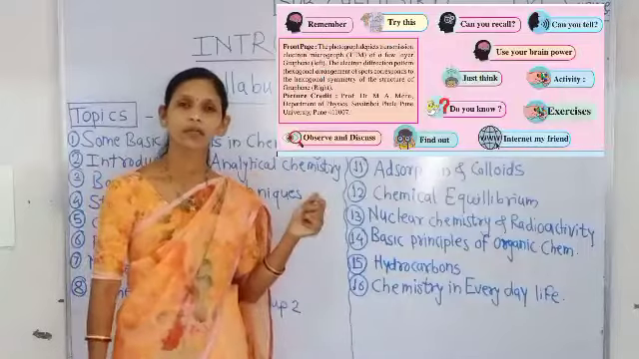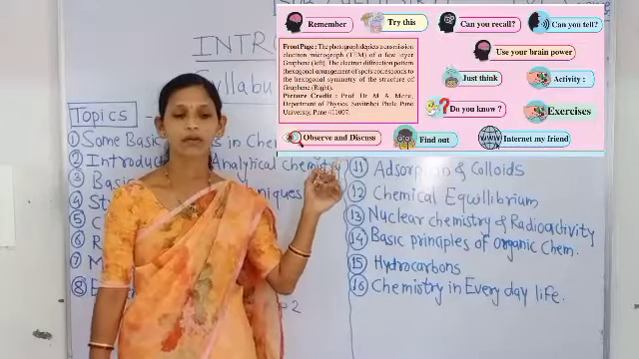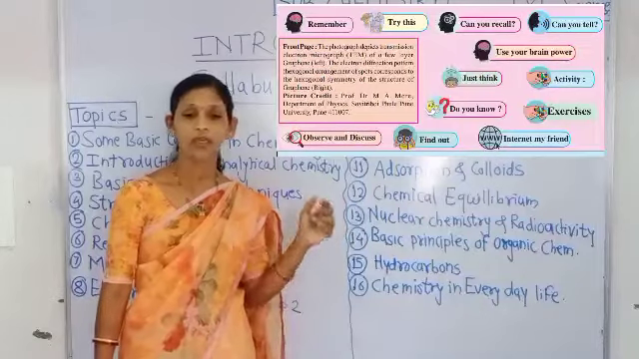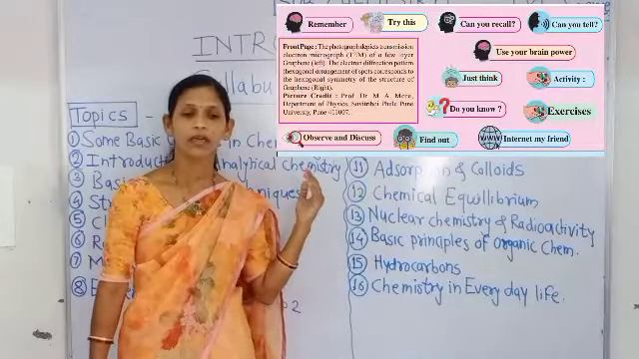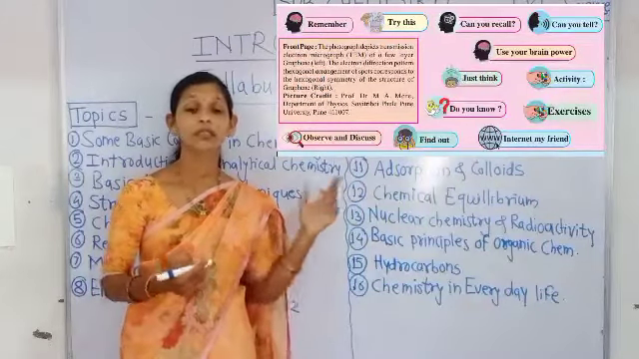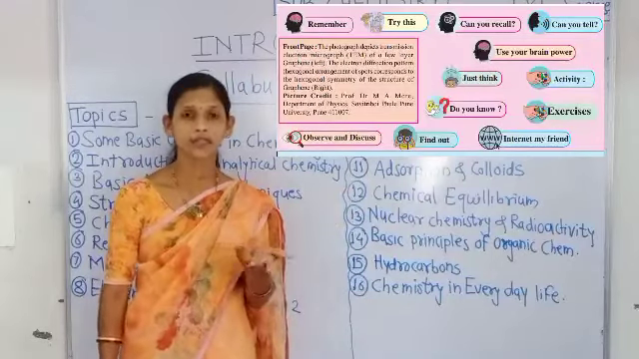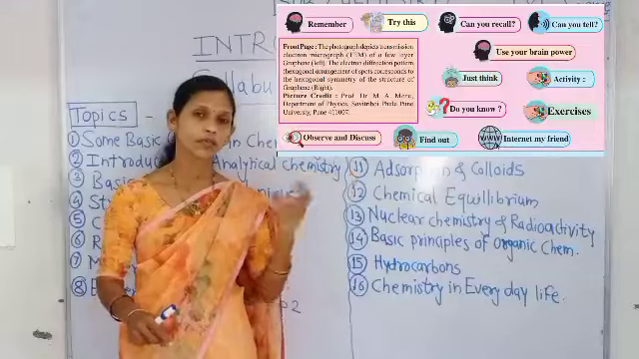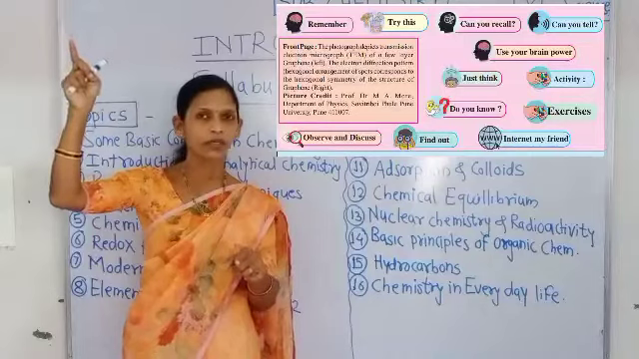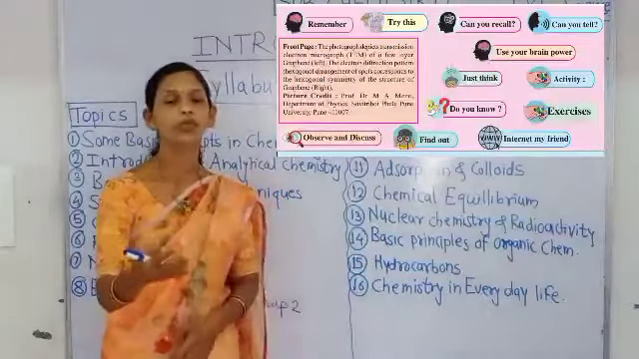Then see here, the few activities which are given here, that is remember, try this, can you recall, can you tell me, use your brain, do you know, as well as find out, then just think, and few concepts are given, observe and discuss. That means you have to observe the content which is given in that box, which is given in each topic, and you have to discuss with your friends as well as with your teachers.